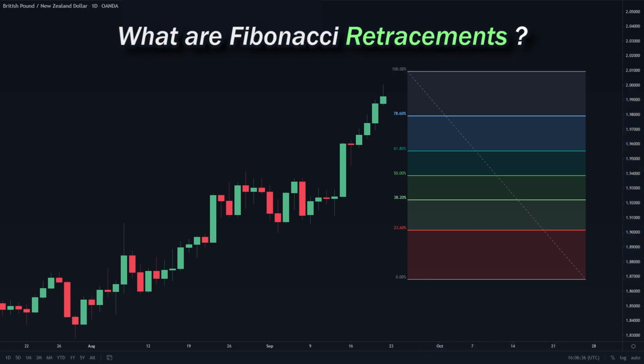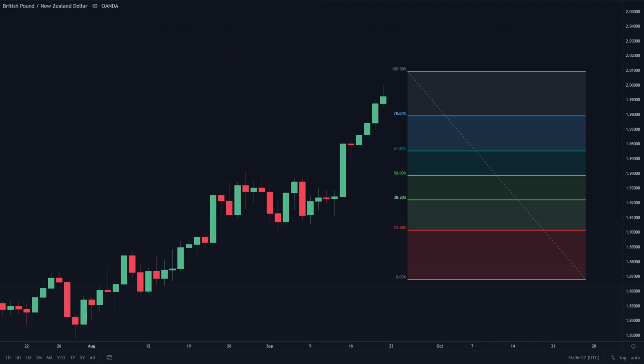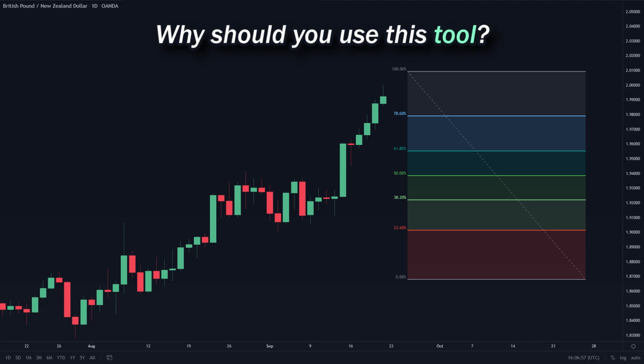What are Fibonacci retracements? Fibonacci retracements are key levels based on the Fibonacci numbers that let you identify the end of a pullback. We can generate these levels by using a tool called the Fibonacci retracement tool. Now the question is, why should you use this tool to identify pullbacks?